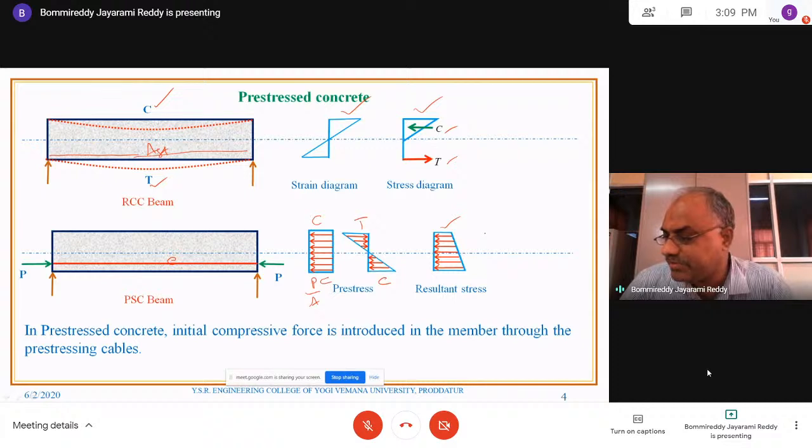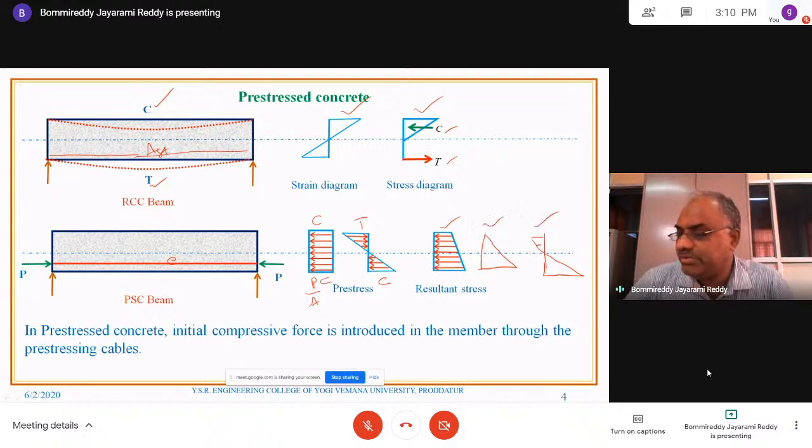Sometimes the stress diagram may be like this: at the top it may be 0, and at the bottom it is the sum of these two values. Or otherwise, depending upon the magnitudes, it may also be like this: a small magnitude of tension at the top and a larger value of compressive stress. So the resultant stress diagram will be one of these two, depending upon the magnitudes of stress due to direct force and stress due to bending.